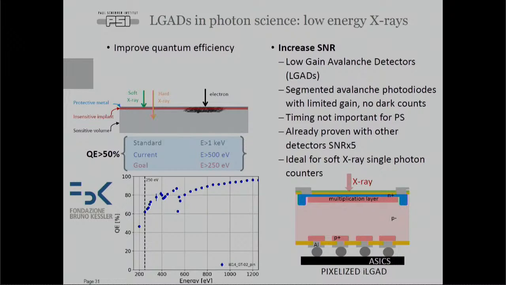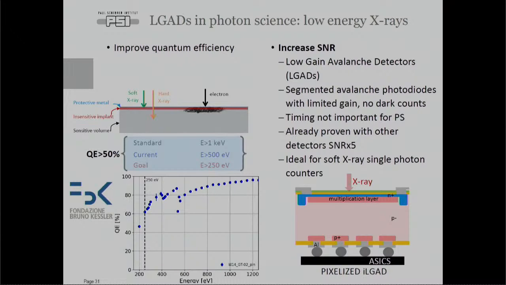In particular, with Jungfrau, last week we were able to measure a noise of about 5 electrons. And if you are interested in this, you can have a look at the poster of Victoria Hinger in this section. So, in summary, these LGADs are really ideal for soft X-ray single photon counters.